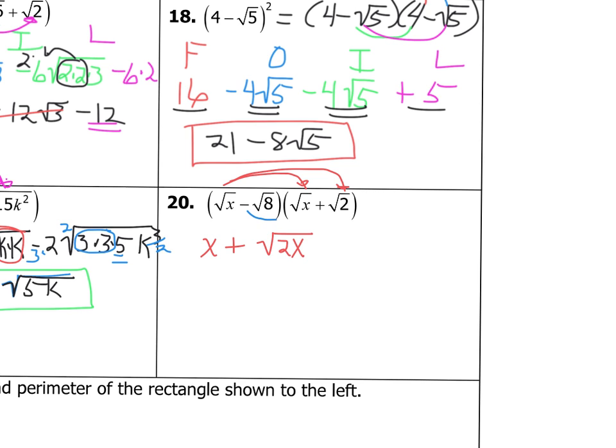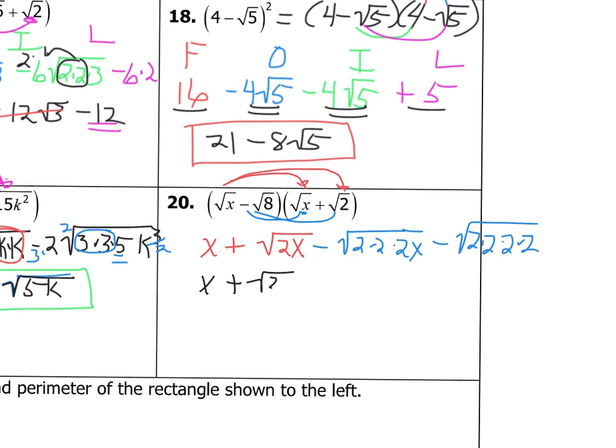Then I'm going to take the negative rad 8 times the x, so I get negative square root, and I'm going to take the rad 8 and stretch it out as 3 2's, and then an x. And then negative times a positive is another negative. And then the 8 is 3 2's, and then the 2 is another 2. So the x stays an x. I cannot simplify the square root of 2x, so that stays the square root of 2x.